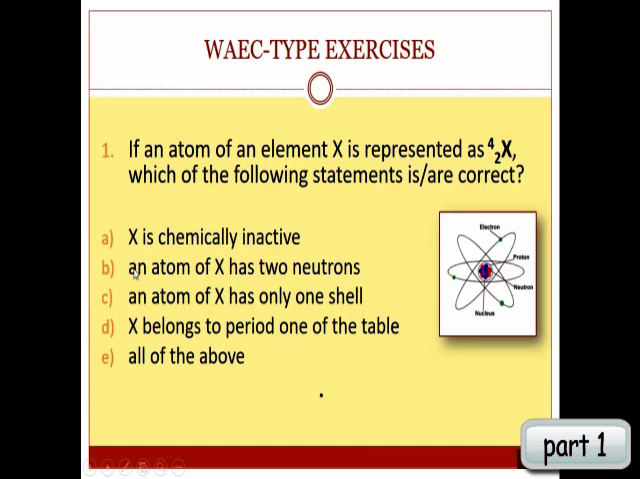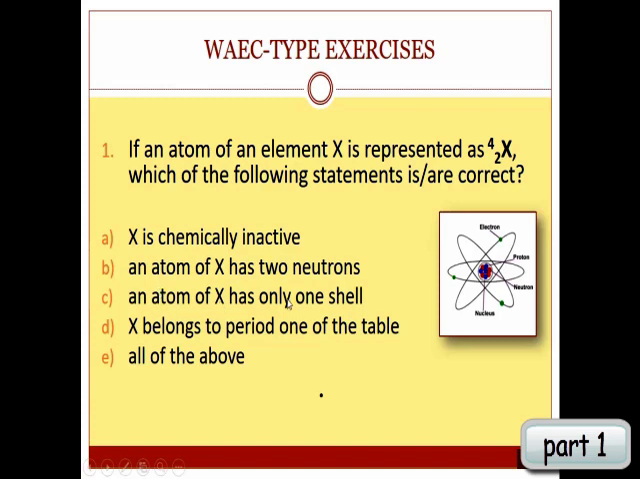Option A is correct. Option B: an atom of X has 2 neutrons. Definitely, that's correct. Remember, the number of neutrons is gotten by subtracting the atomic number from the mass number. So 4 minus 2 gives you the number of neutrons. So an atom of X must have 2 neutrons, and option B is also correct.